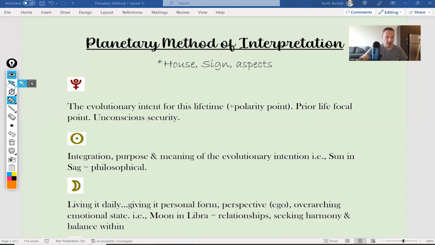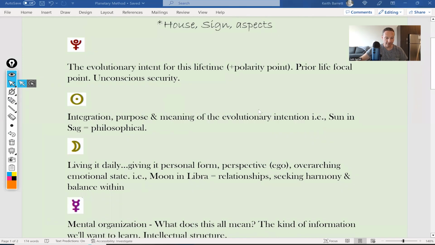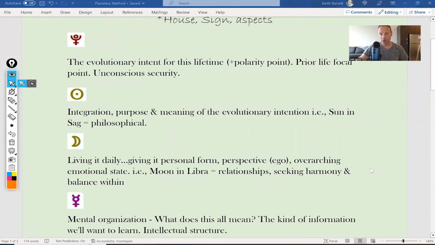Then we move to the moon, which is personal, right? It's living it daily. The moon is the egocentric structure that gets created through your life experiences. Really, it gets created in childhood by your conditioning and by your parents, and then as you go through life, through school and friends, it starts to form your perspective. So the moon is representative of that.